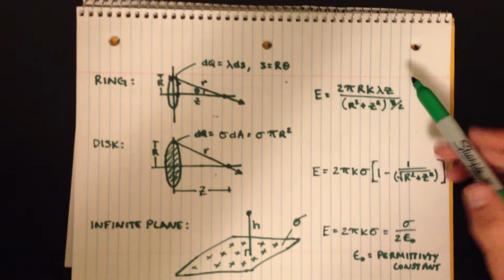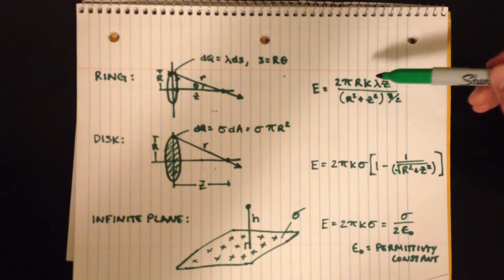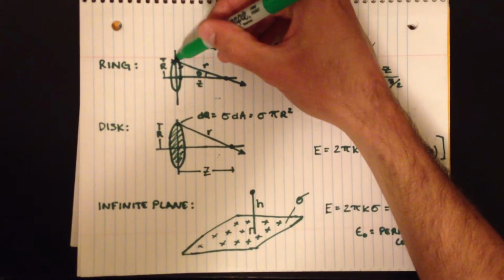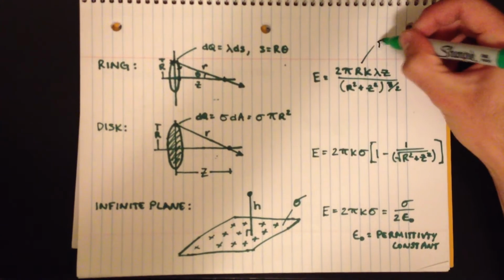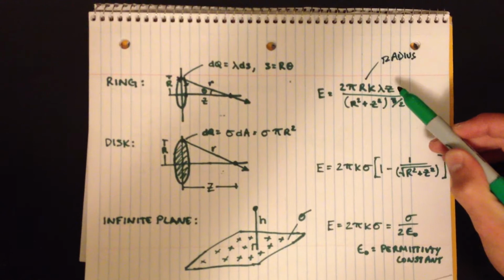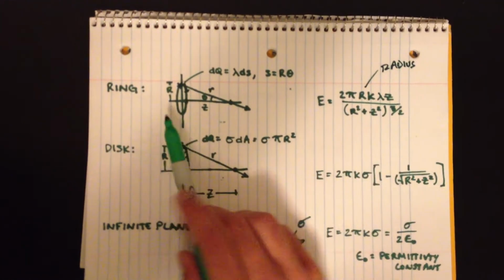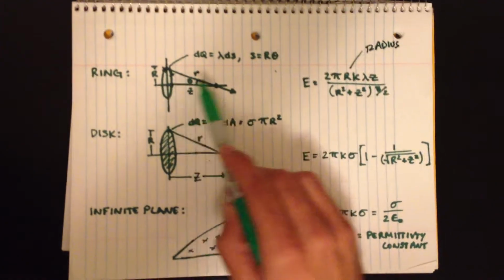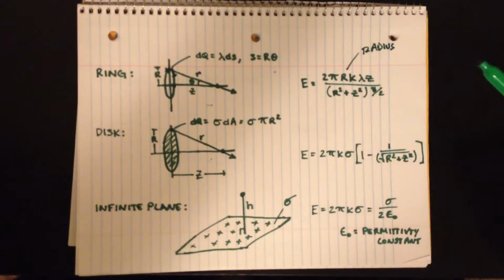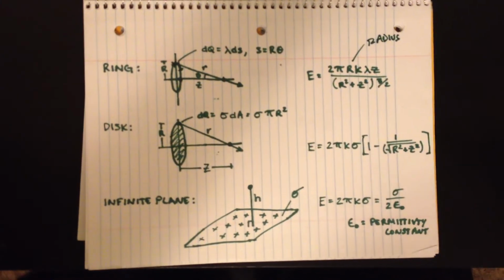After deriving, this equation comes out to be 2 pi r, which is your radius, which is this and not your distance from here to your reference point, times your k lambda z, and that distance z is from the middle of your ring here to your reference point. All of that is over r squared plus z squared to the 3/2.